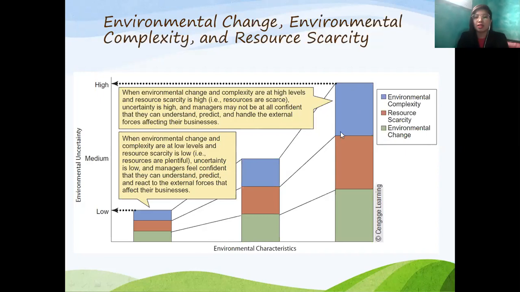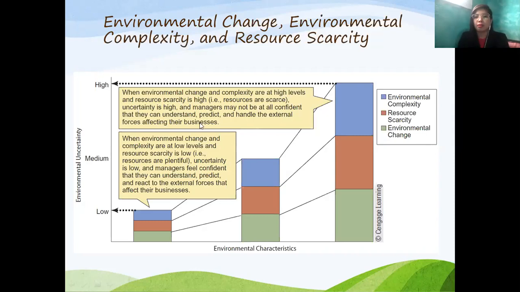So with this, even though we hear the word high, it is not good for the situation of the organization, because when there is a high level of environmental uncertainty, again, it means that the managers may not be at all confident that they can understand, predict, and handle the external forces affecting their businesses.